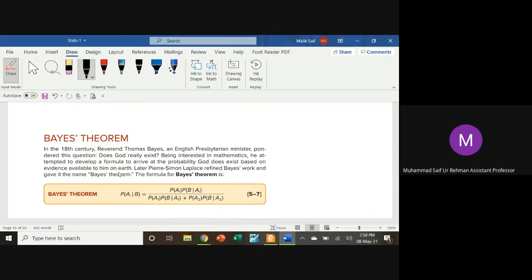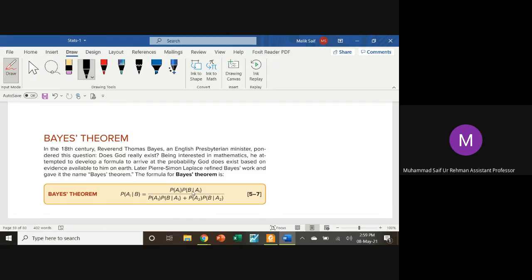But later on, when he died, from his notes, Pierre-Simon Laplace refined Bayes' work and gave it the name Bayes' theorem. So basically, his friend Richard Price was there, who was looking through his notes, and he found this formula in his notes. Richard Price was one of Bayes' friends, whose name is not there in this explanation. And he found this formula, and then he published an essay.